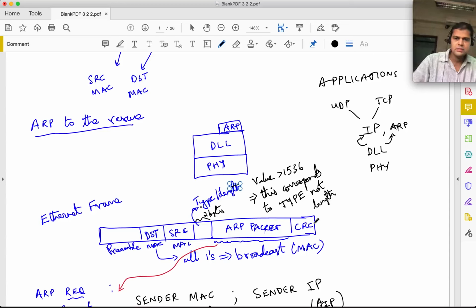So if the length is less than 1500, there are some values between 1500 and 1536 which are not used for some reason, but anyway, if it's greater than 1536, this means that the value here is saying what the protocol at the next higher layer is. And suppose this value is 0806, that means that it is an ARP packet.